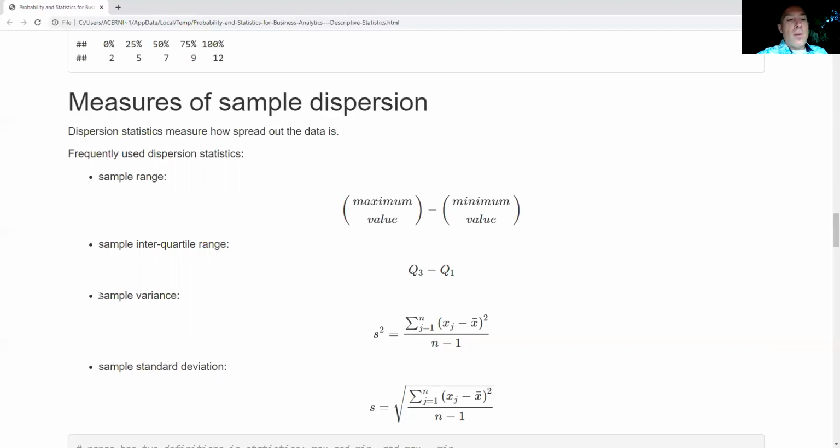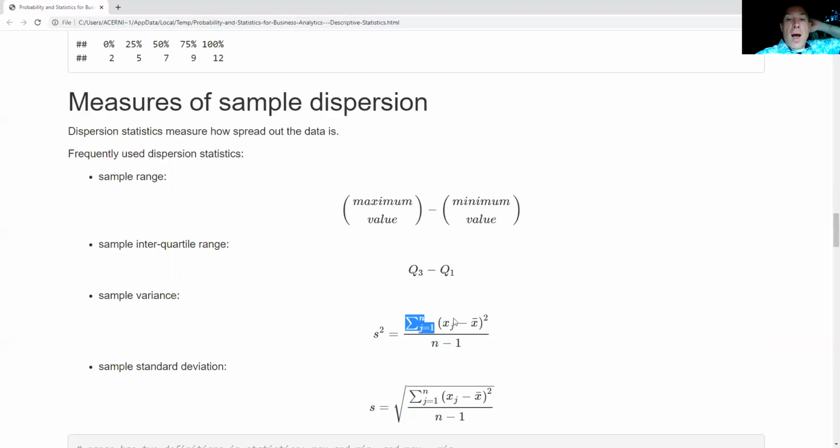Another one we want to take a look at is the sample variance. This is an ugly formula, but just work with me. We take the sample mean, the sample average, and subtract it off of each observation. Then I square the difference.